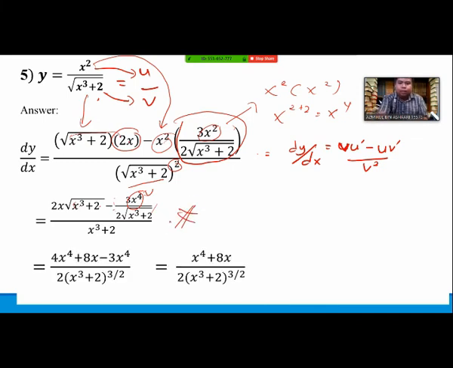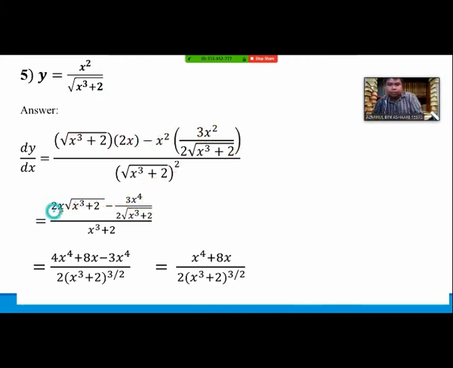Or if you want to simplify again, you need to make the denominator the same. You know that this is power divided by 1. So you can multiply by 2 square root x power of 3 plus 2 at the top, and also multiply by 2 square root x power of 3 plus 2 at the bottom. Then I simplify it and move that one downstairs, and this is what you will get.